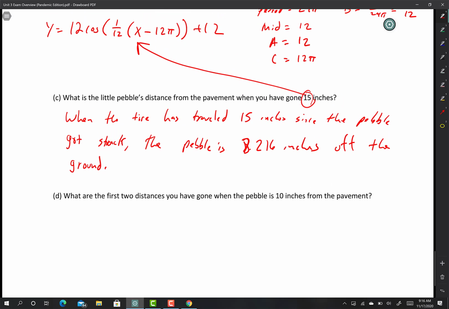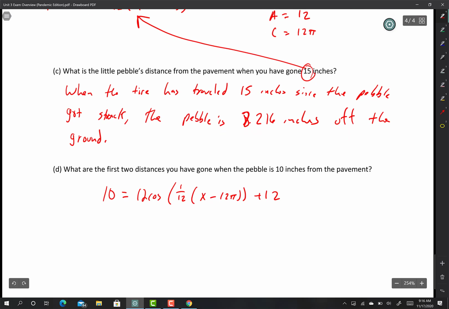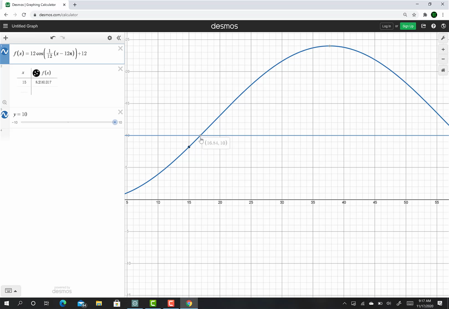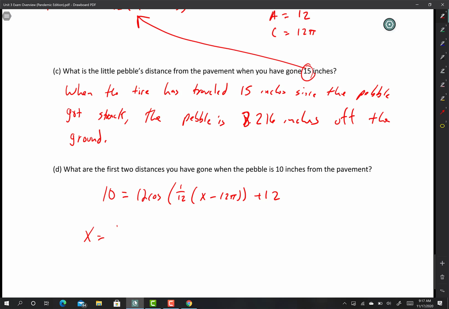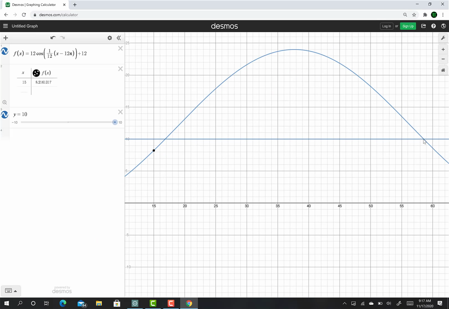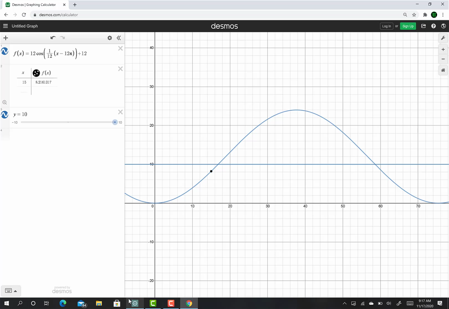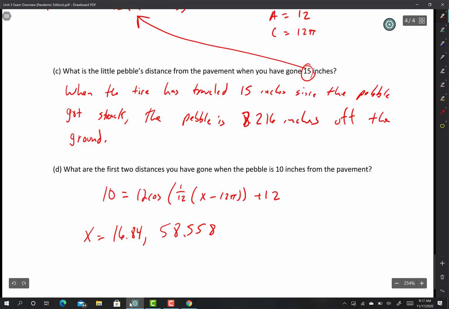All right. Since you did it all with the calculator, guys, at least tell me what you're doing. So at least show this. 10 equals 12 cosine of 1/12 times (x minus 12 pi) plus 12. That's really what we're doing, guys. And you're finding the first 2 instances, which is the same thing as finding the first 2 positive values. The first value happens at 16.84. And then the next value happens at 58.558. And I believe those are the first ones. Yep. 58.558.